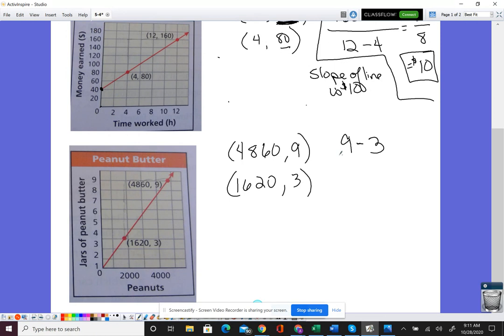And we subtract our y's, 9 minus 3, and then 4,860 minus 1,620. And we end up getting 6. And I'm going to have to use my calculator because I don't want to think that hard today. So 4860 minus 1620.